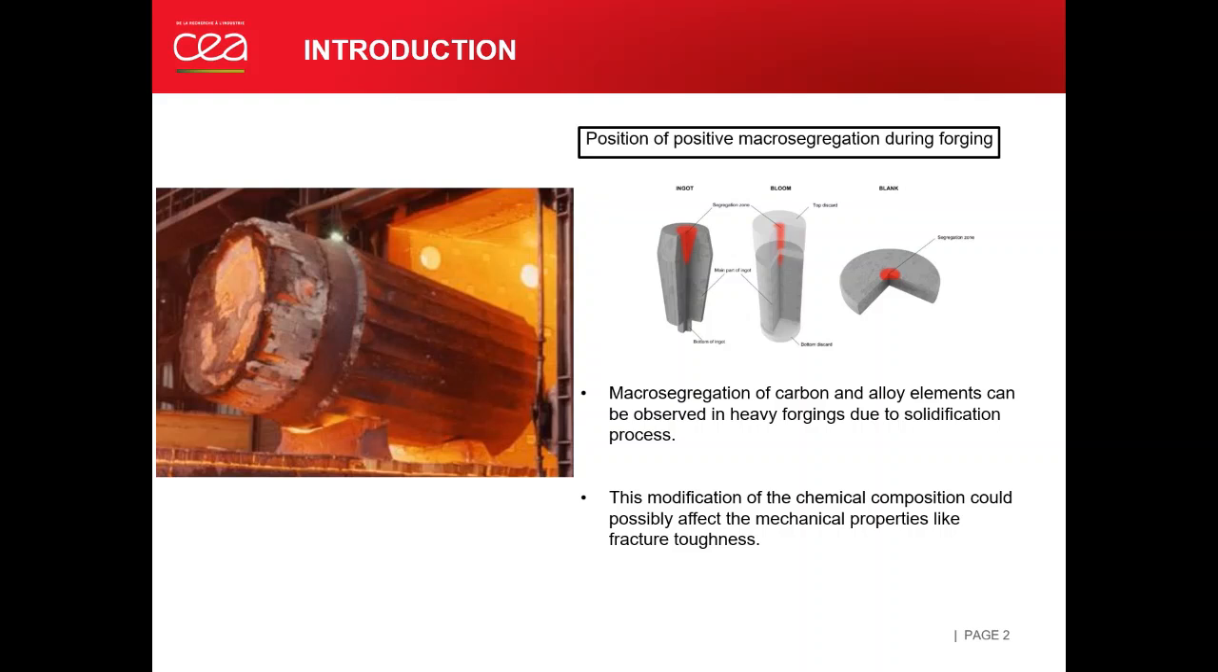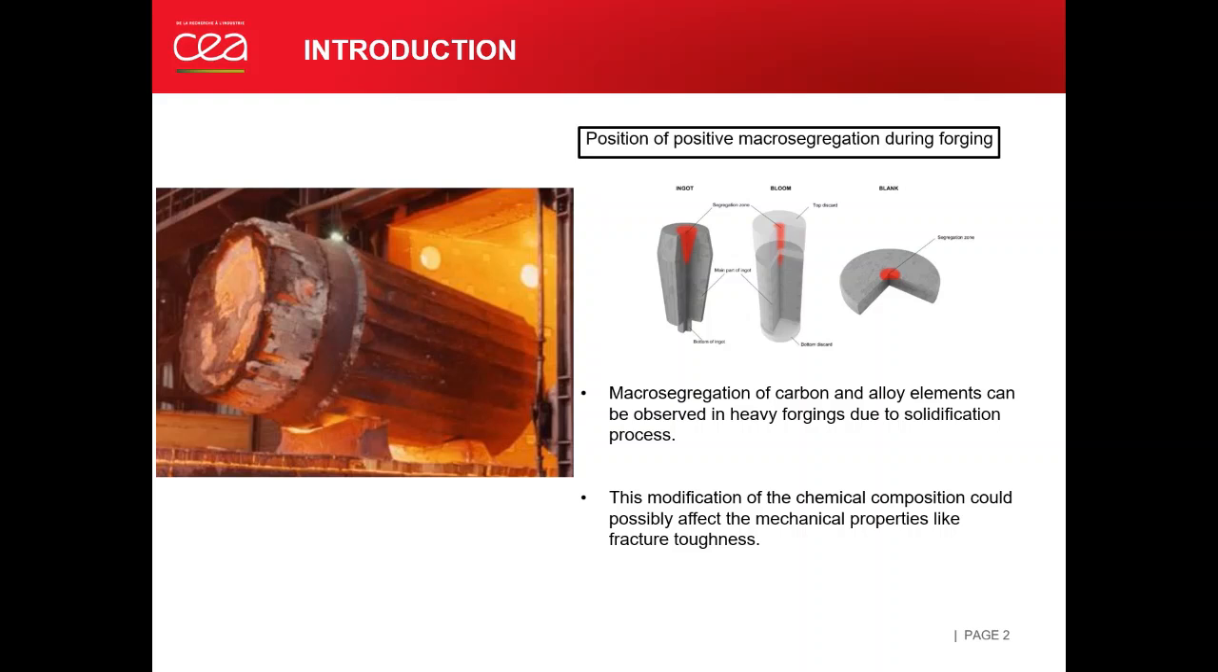Macro-segregation occurs due to long solidification time in such large-size ingots, where a segregated zone, for example shown here in red, in the axial zone of the ingot cannot be easily removed by a piercing operation. This segregation event will modify the local chemical composition and eventually the mechanical properties like fracture toughness.